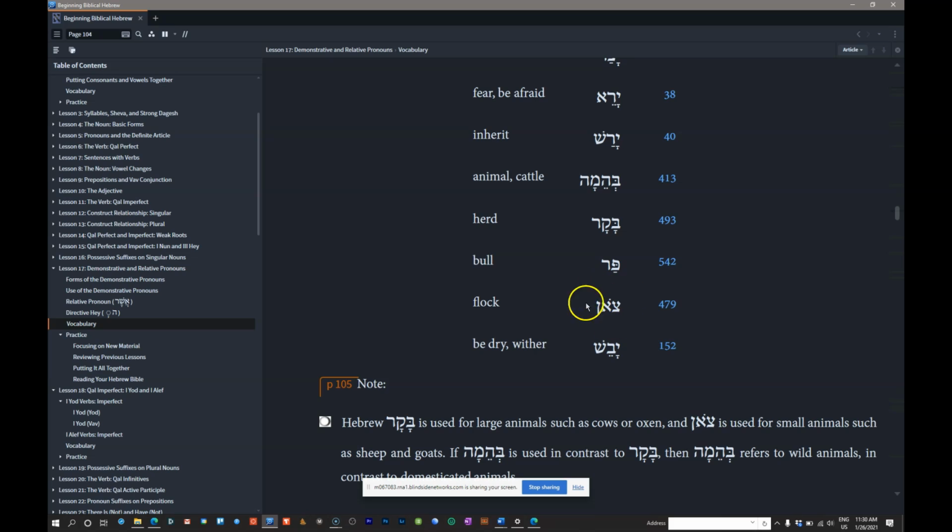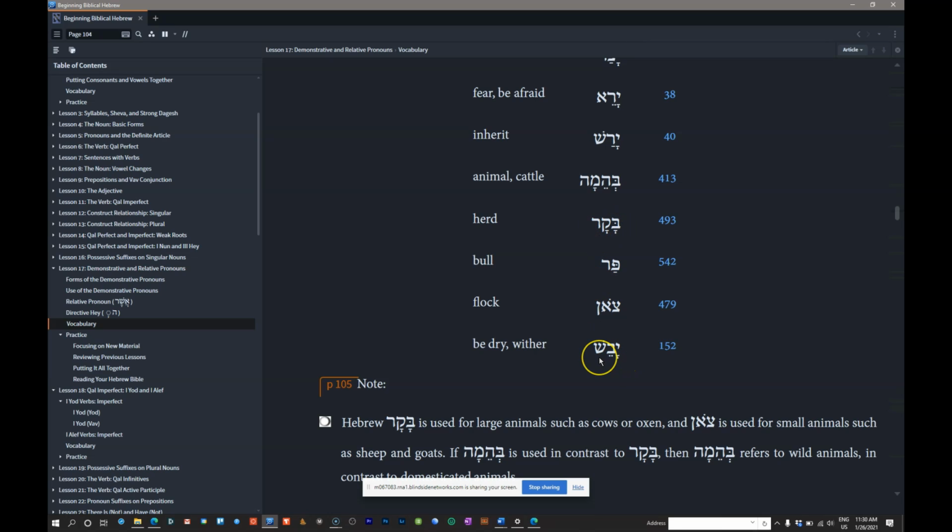Son, this is specifically bakar and son are very closely related words. Bakar is the collective word for large domesticated animals. Son is the collective word for small domesticated animals. So a flock of sheep or a flock of goats would be a son rather than a bakar.